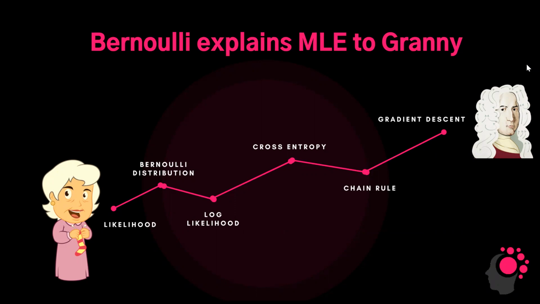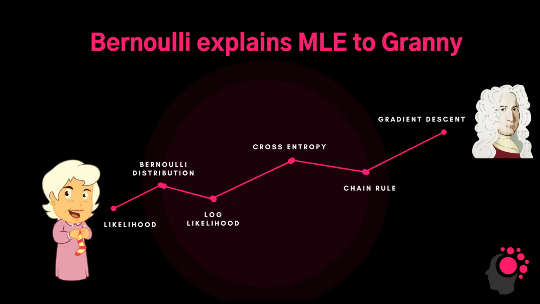Now, Bernoulli tries to explain the concept of maximum likelihood estimation to Agatha. As you can see, maximum likelihood estimation is a bit more involved compared to the traditional machine learning algorithm. It has a variety of concepts that are interconnected, so we're going to see how we connect all the dots.